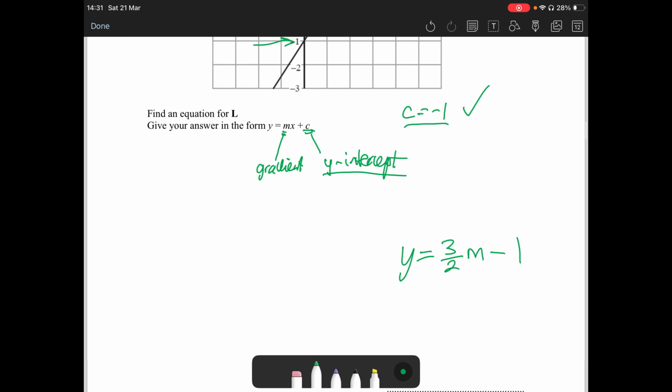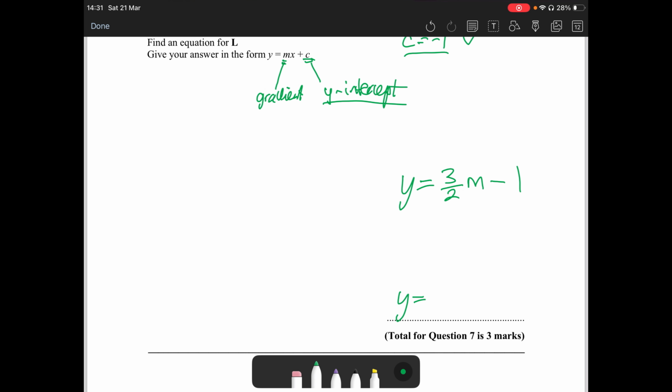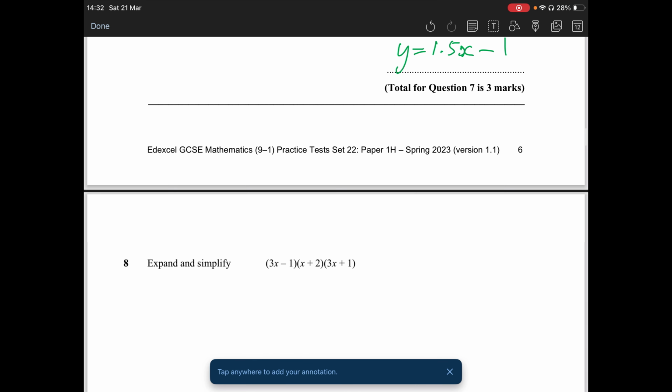Now, you can write the gradient as 1.5, or you can leave it as an improper fraction. Why did I write m earlier? That would have lost me a mark there. My bad. It should be 3 over 2x or 1.5x take away 1. But that is the answer.